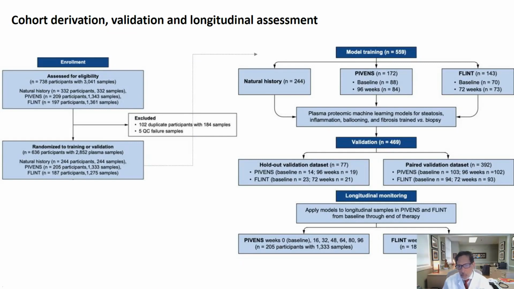I lost my pointer over here. Where did my... here we go. Sorry.